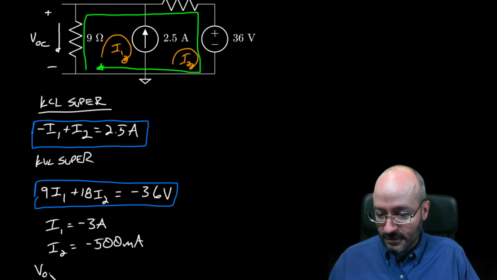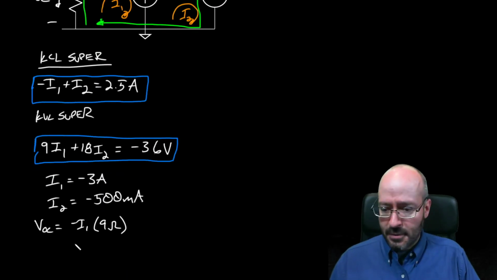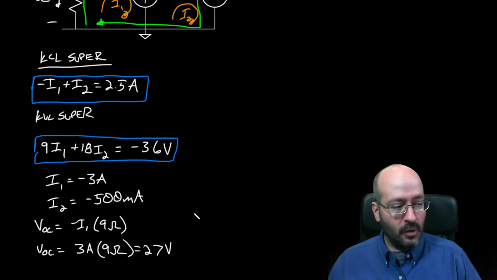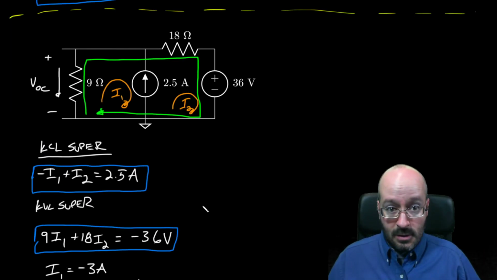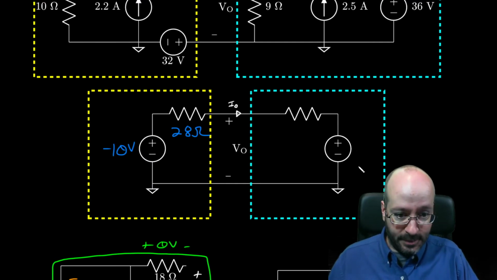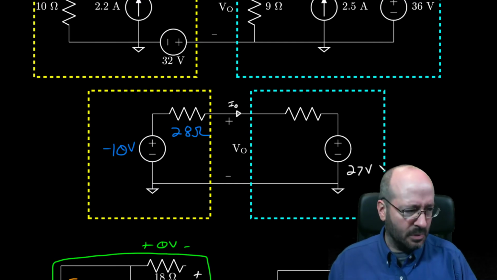Let's see, V open circuit, is that still on the screen? Yep. Is going to be negative I1 times 9 ohms. So negative I1 is actually 3. So it's going to be V open circuit equals positive 3 amps times 9 ohms, also known as 27 volts. Okay, let's get that labeled on our circuit up here. So this is 27 volts. We'll stick with white on this side.